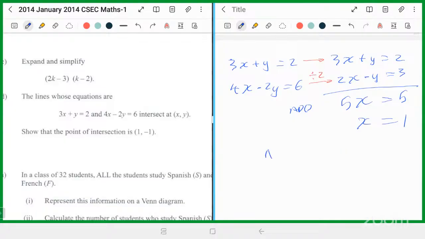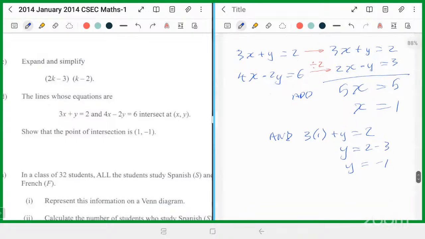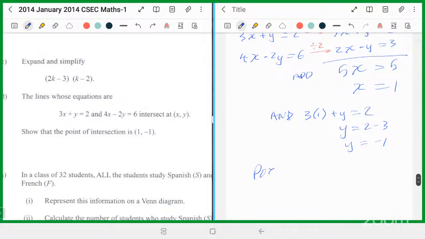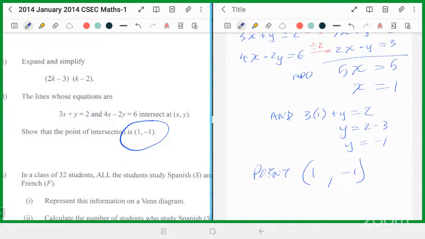So we can just take the 1 and put it here. We're going to get 3 times 1 plus this y equals this 2. This is 3 now. 3 goes over and subtract. We get y equals 2 minus 3, y equals negative 1. And therefore the point of intersection has this x value of 1 and this y value of negative 1, is what they said it was, which is true, and therefore shown.